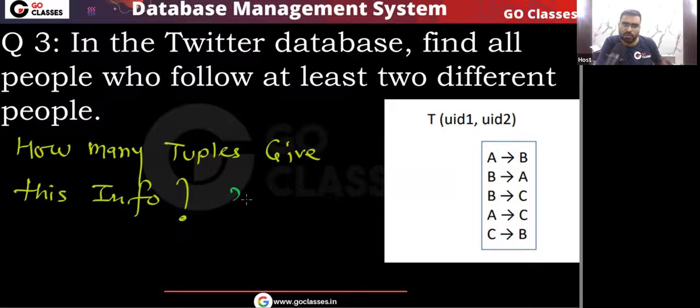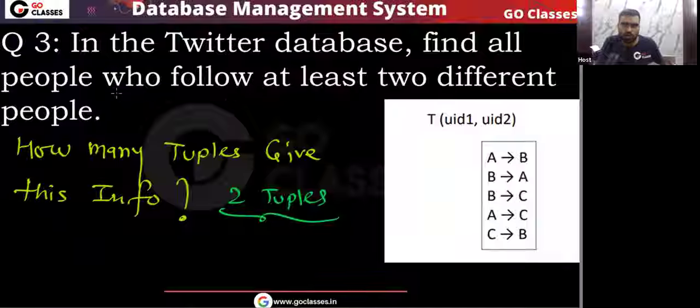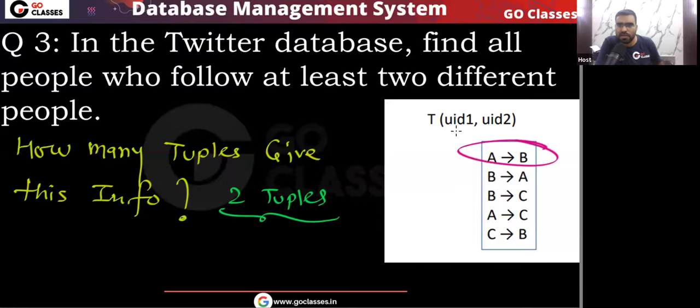Let me know. Two tuples, yes or no? For this information, two tuples you need. Do you agree with me? Okay. So we need two tuples because we want those people who follow at least two different people. For example, A follows B. Okay. So you can see A follows B, A follows C. So these two tuples will give me that A follows at least two different people.